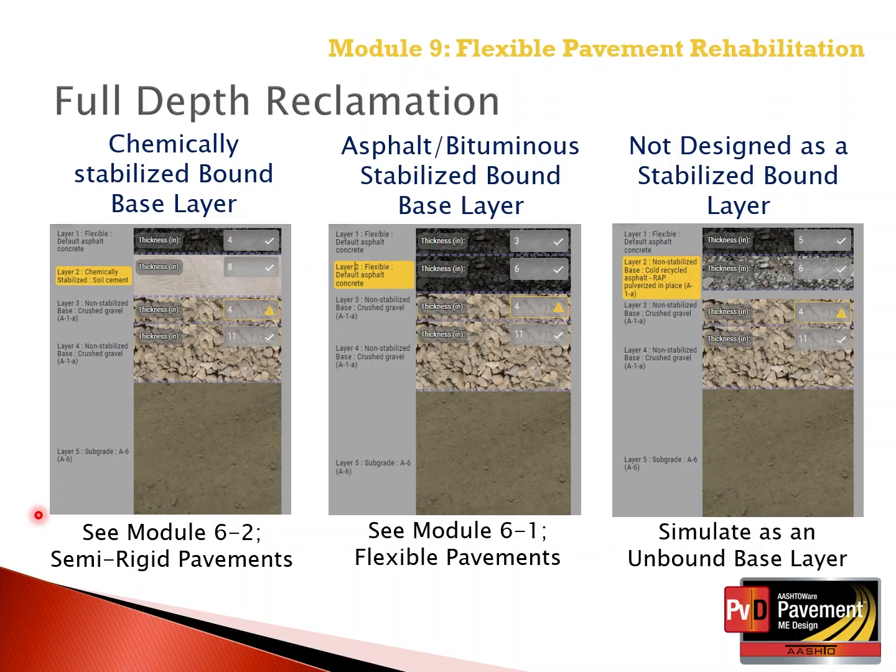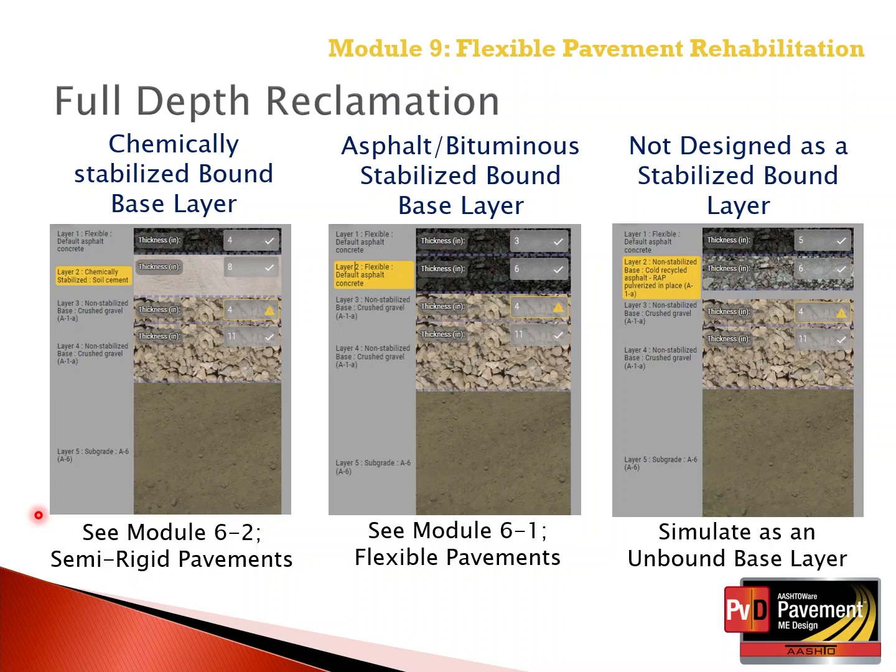So what if only a lower amount of additive, either a cementitious type material or some type of emulsion or no emulsion, is used in the full depth reclamation? It's just the asphalt is combined with the aggregate base or a portion of the aggregate base. Then how do we simulate that?